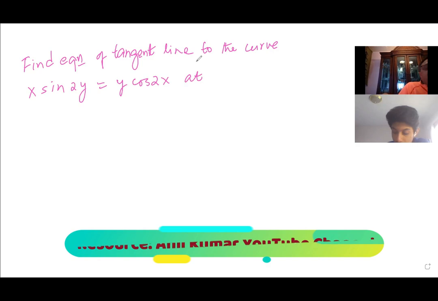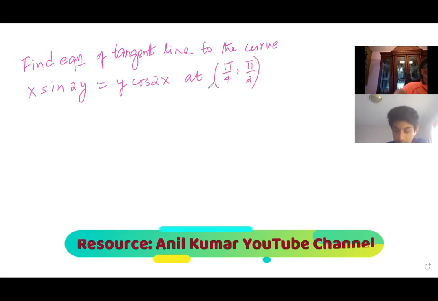Okay. So in trigonometric functions, let me see if I have some questions from there. So find the equation of the tangent line to the curve x sine 2y equals y cos 2x at pi by 4, pi by 2. How will you do this question?